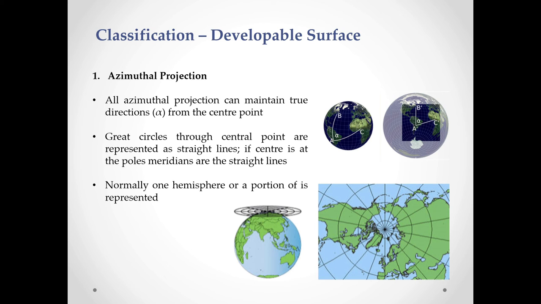All azimuthal projections can maintain true distance from the center point. Great circles through the central point are represented as straight lines. If the center is at the poles, meridians are straight lines. Normally, one hemisphere or a portion of it is represented by this azimuthal projection.